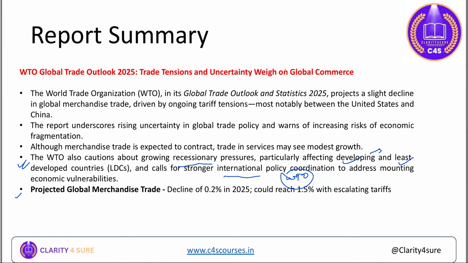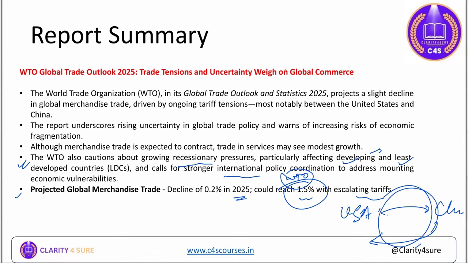Then the projected global merchandise trade. This is the figure projected by the WTO: a decline of 0.2% in 2025, and it could reach 1.5%. We can see a continuous decline, which may broaden to 1.5% when the tariff war escalates. Escalate means the US is imposing tariffs on China, and in retaliation, China is imposing retaliatory tariffs on the USA, right? These things escalate the situation.